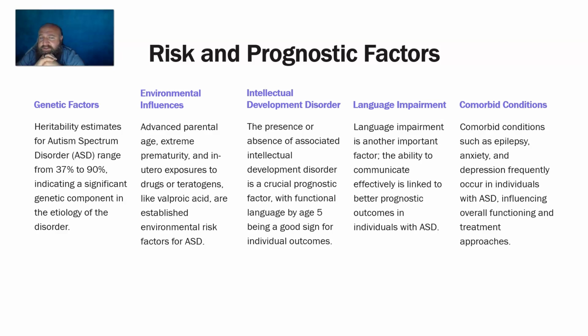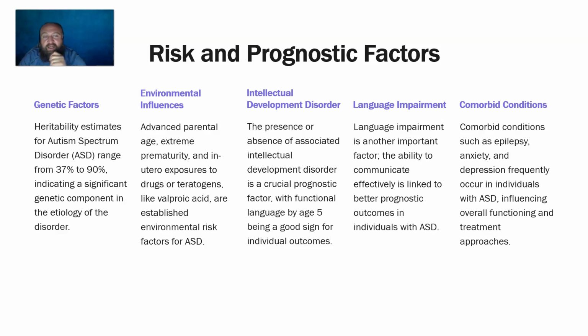An intellectual developmental disorder. So the presence or absence of associated intellectual developmental disorders is a crucial prognostic factor, with functional language by age 5 being a good sign for individual outcomes. Again, remember, if all the symptoms I mentioned are caused by the intellectual developmental disorder, then you can't diagnose ASD. But if a child has intellectual developmental disorders and those aren't causing the disruptions to all those social things, then you can have both diagnoses. Sounds confusing? It is. But just make sure you know that.